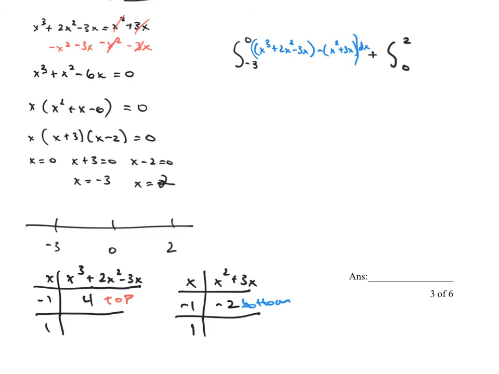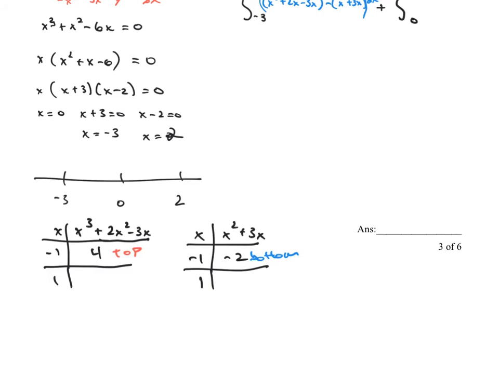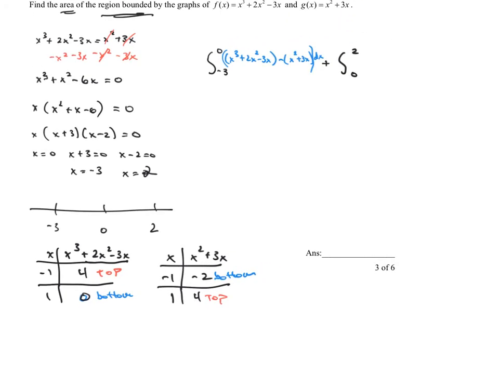That's my first integral. Let's look at that second interval. In the second interval, I plugged in 1 into both functions. When I plugged a 1 into the first function, I ended up getting a 0. When I plugged in a 1 into the second function, I ended up getting a 4. So the top function in the second interval is x squared plus 3x, and the bottom function in the second interval is x cubed plus 2x squared minus 3x. Okay, so what does that mean?